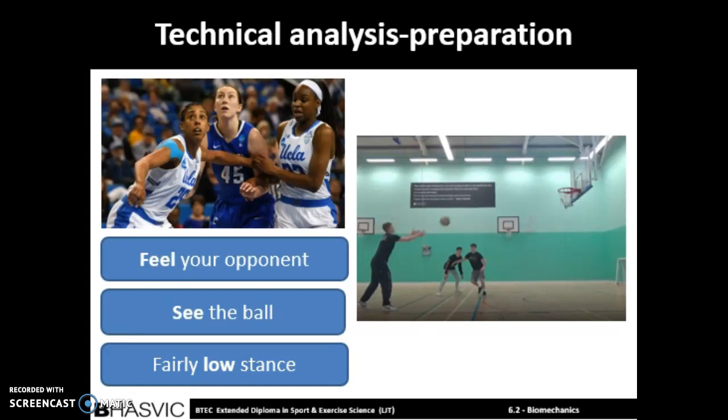On the right, you can see the preparation phase for Billy's box out. From this image, you can see that he's done the first 2 points very well, as he is feeling his opponent and knows where he is and can see the ball, and will be able to anticipate where it will go. However, his stance is not great as his feet are close together and he is not in a low stance. This means that his opponent can easily get in front, as if he tries to fight through the box out, Billy is likely to fall over due to his off-balance stance.